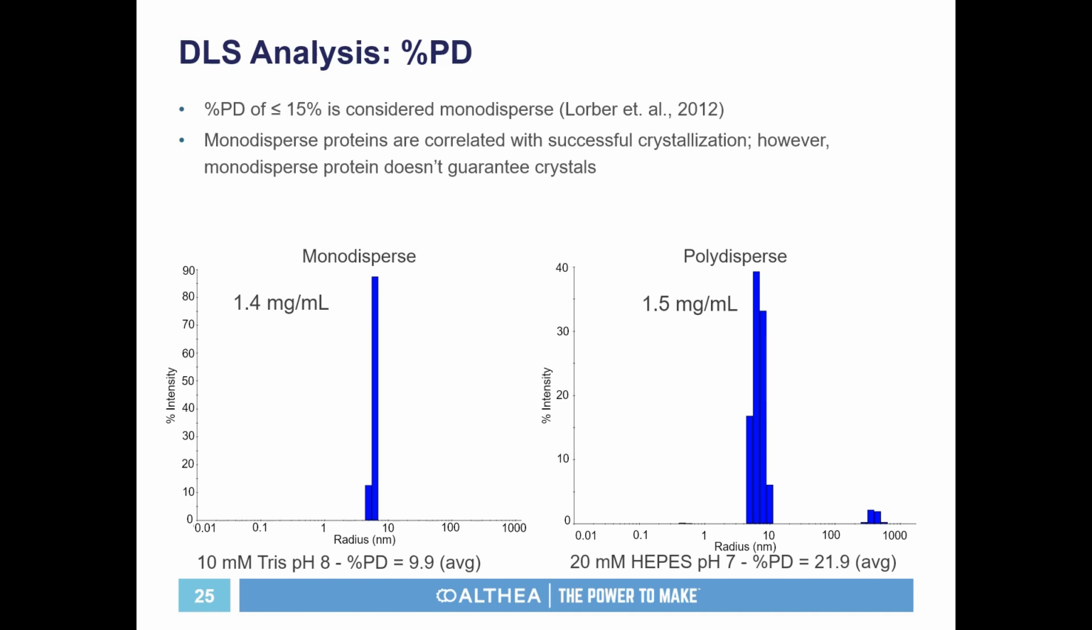So below we have an example of the same protein in 10 millimolar Tris at pH 8. It gave us a percent polydispersity of 9.9. The very same antibody in 20 millimolar HEPES at pH 7 gave us a percent polydispersity of 21.9.